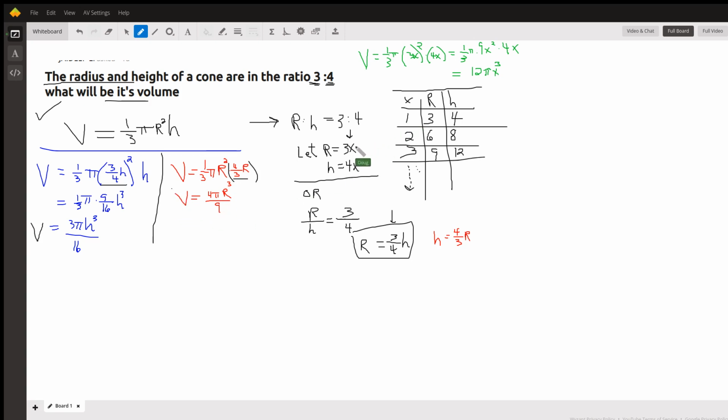And if you want it in terms of this X that we used to get sample values for R and H, we could put 3X in for R, 4X in for H, simplify, and if I did that right, you get 12 pi X cubed. So there's three different formulas for the volume of the cone depending on either H, R, or the constant of proportionality.